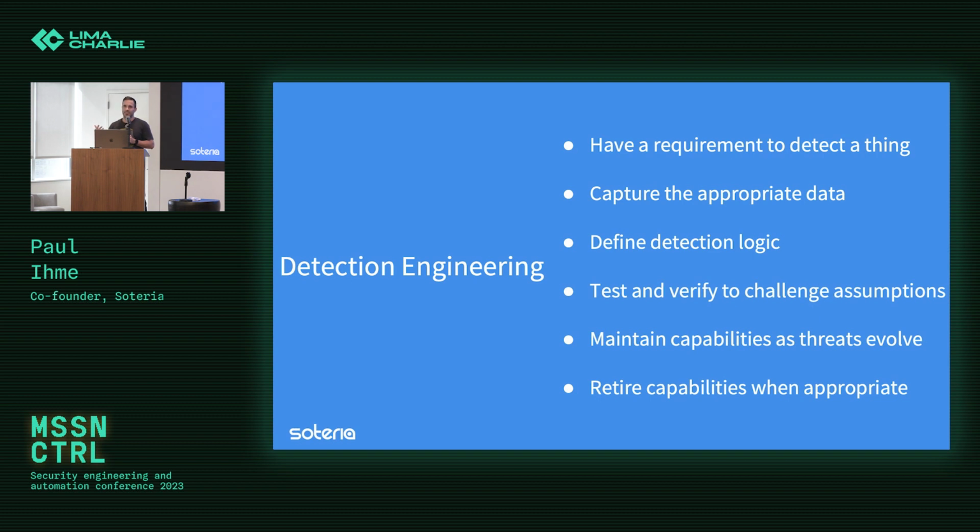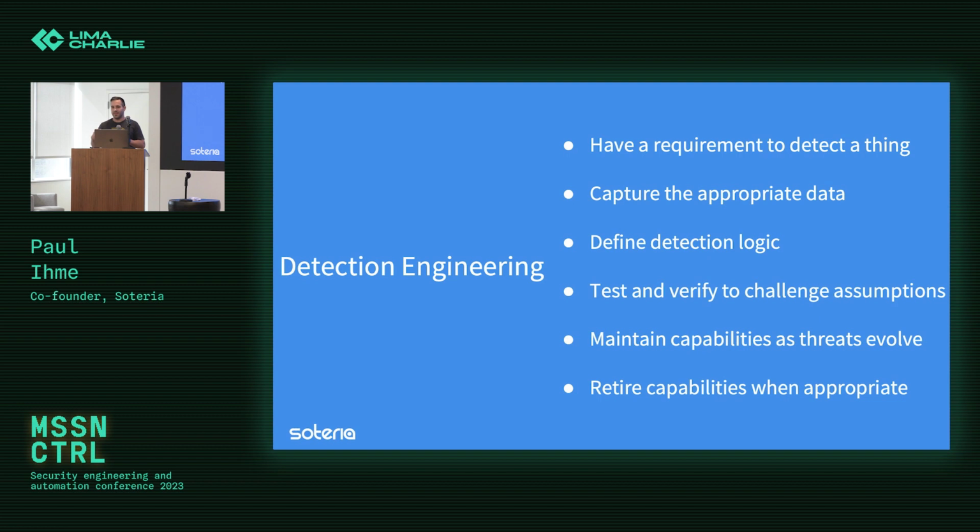How do I get the right data, the right telemetry? Is that an EDR agent? Is it some tool that allows me to look at email, like Symmetry or Sublime talked about earlier, network sensors, whatever. From there, we define the detection logic.